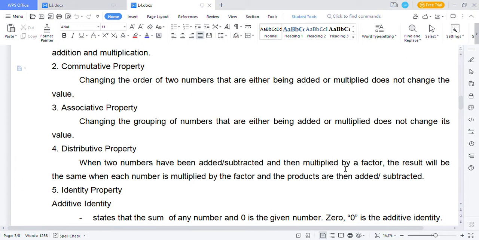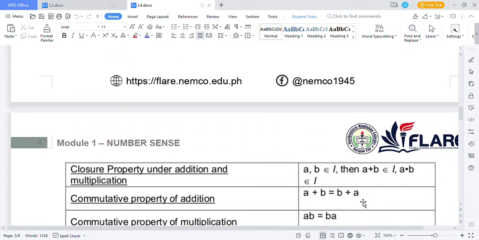Next, number 4. We have here distributive property. So when two numbers have been added, subtracted, and then multiplied by a factor, the result will be the same when each number is multiplied by the factor and the products are then added or subtracted. So we have here again sa obos the distributive property.